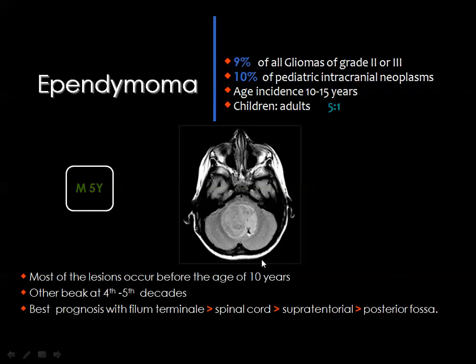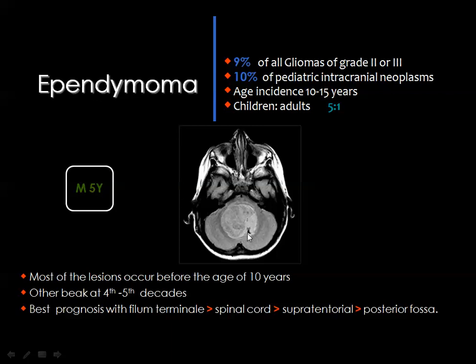ependymoma. Ependymoma represents about 9% of the gliomas. It is of a relatively high grade, and it represents about 10% of the pediatric intracranial neoplasms. The age incidence of ependymoma is around 10 to 15 years old, and as you know, it is more common in children than in adults. And this tumor is located in the region of the fourth ventricle, and commonly you will see a mass in the midline posterior fossa region centered to the region of the fourth ventricle.